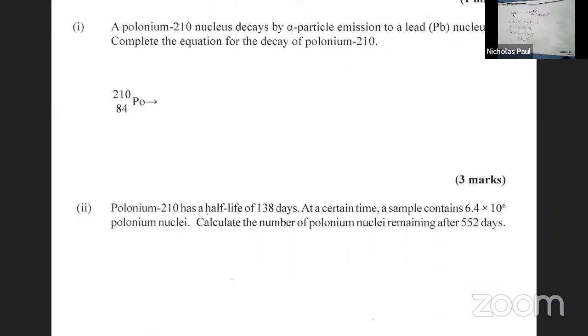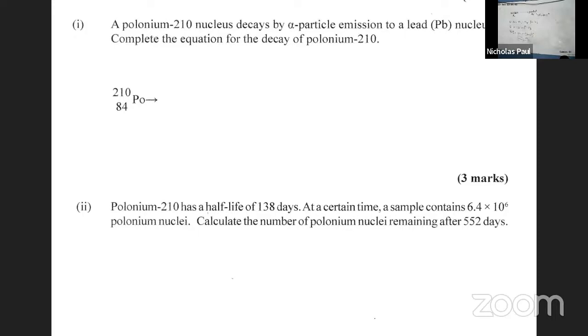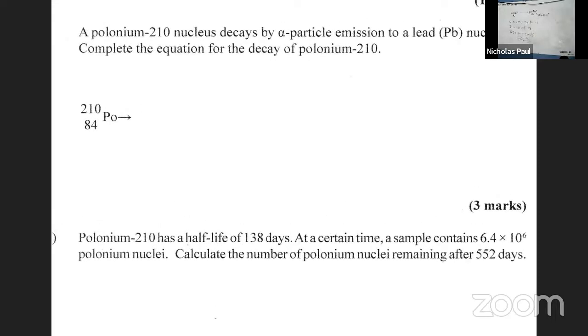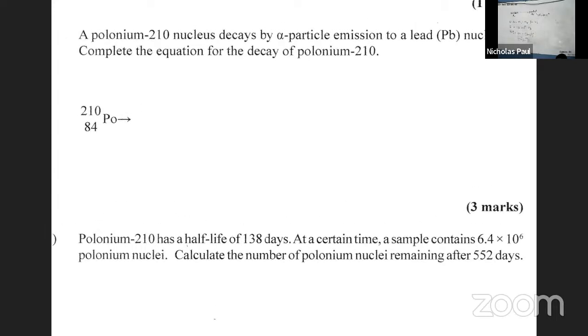Hurry up, balance those two and find the half-life. Well, find what they ask you. Balance those two.